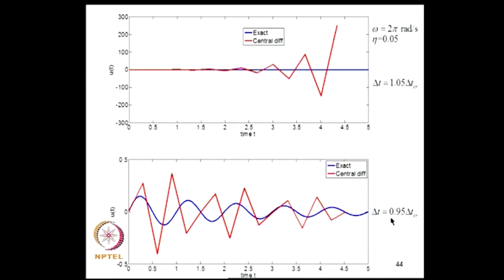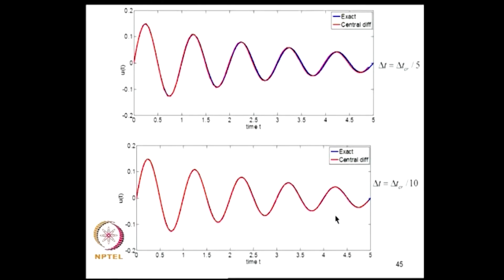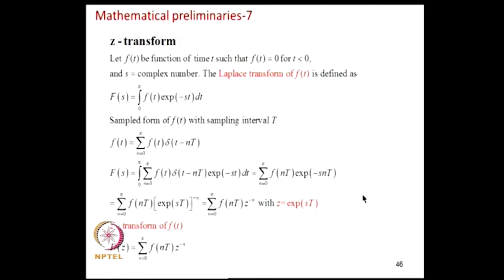On the other hand, if I take 95% of delta t critical, there is no growth of errors, but still the numerical solution is very poor. So, with a factor of 5, that means delta t is delta t critical by 5, we start getting good solutions, and with delta t critical by 10 I get quite a pretty good solution.